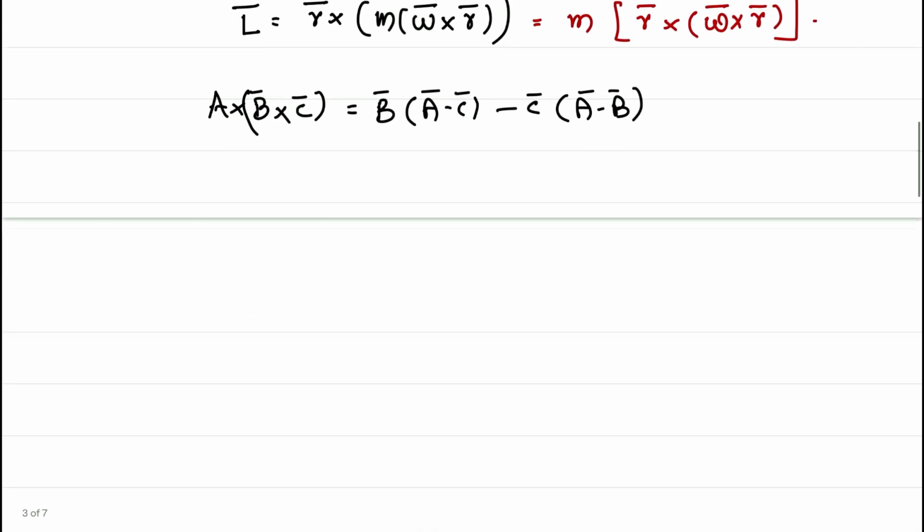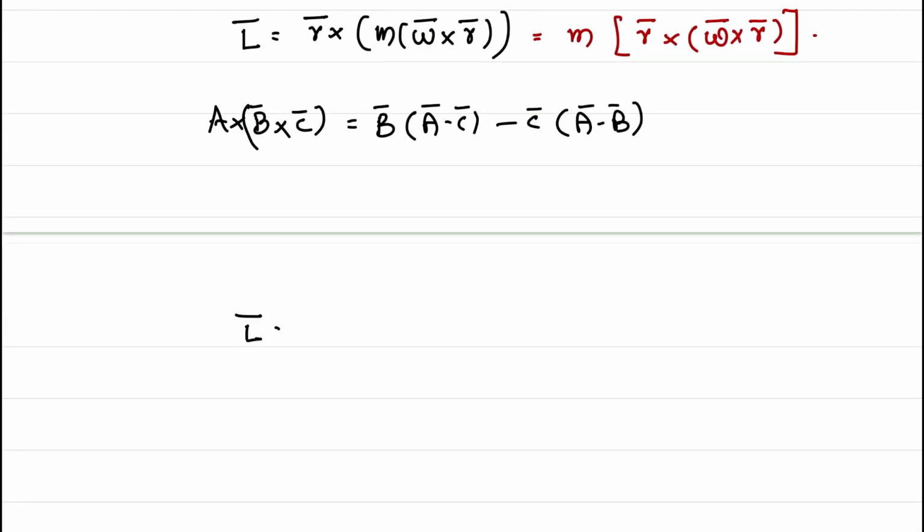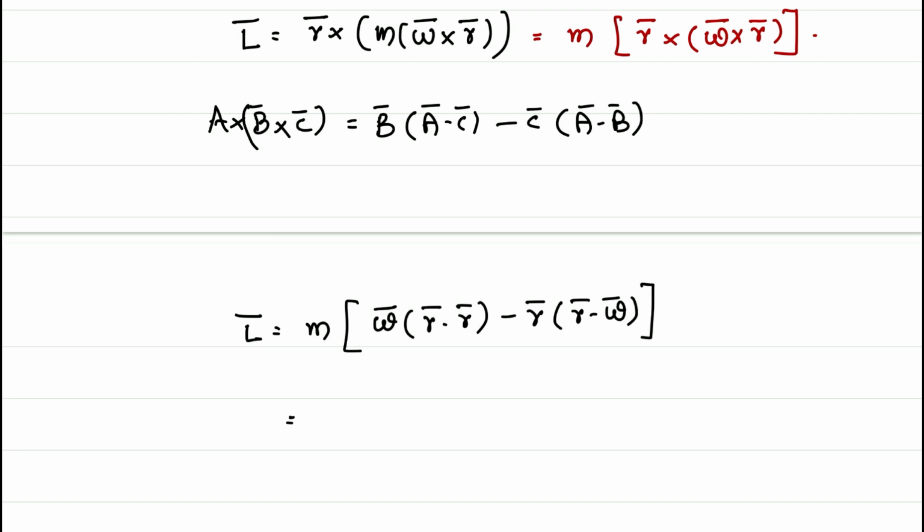Now, what happens to L? L is equal to M times R cross omega cross R. That becomes omega times A dot C, which means R dot R, minus R times C times A dot B. A is R, B is omega, so R dot omega. Do you agree?